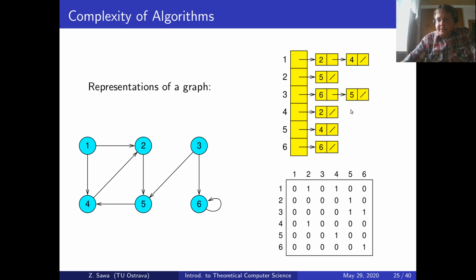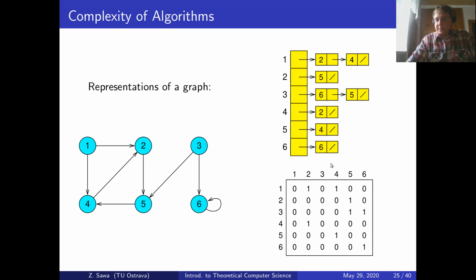The difference is that in the list representation, the amount of memory used is linear with respect to the number of nodes plus the number of edges, because each node is represented just once and each edge is represented just once. So if I had a graph with 1000 nodes and at most 5 edges going out of each node, I would have just at most 5000 cells for edges.